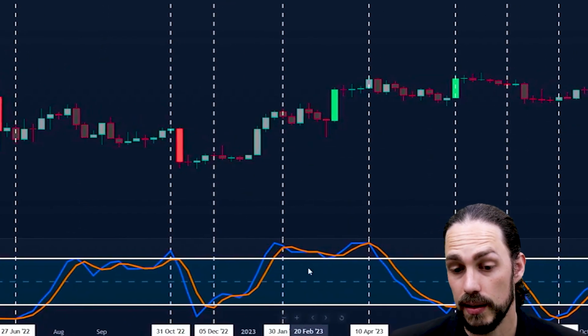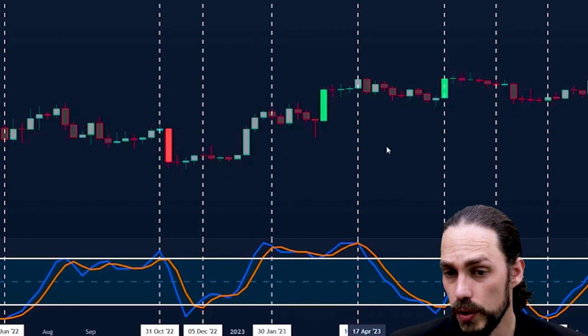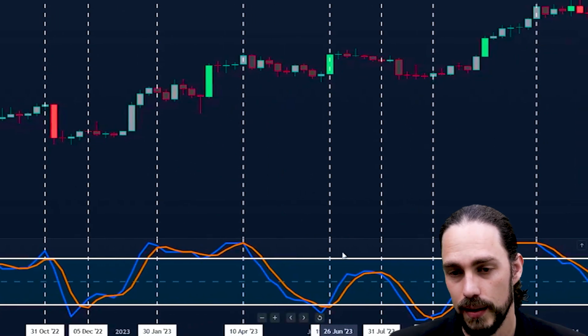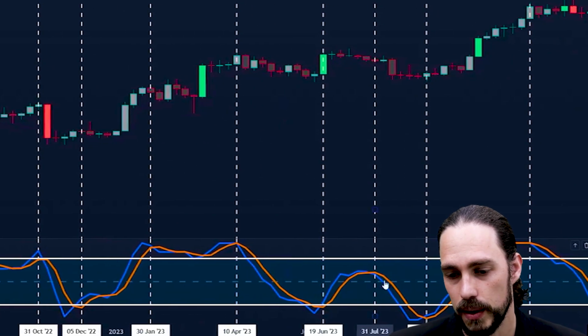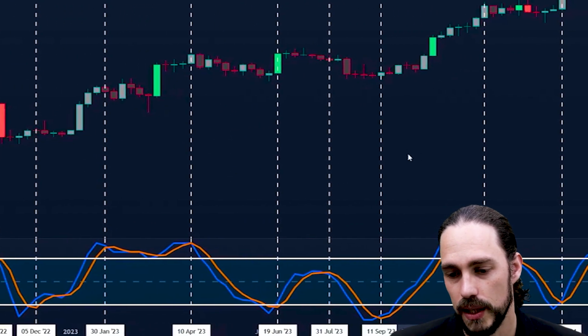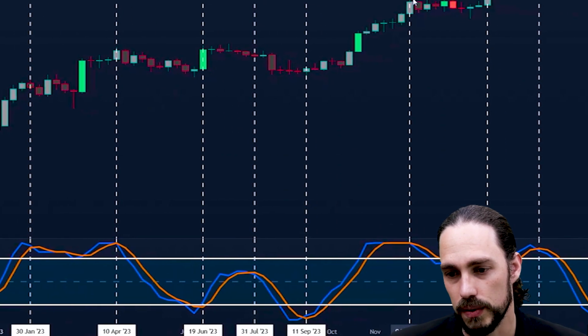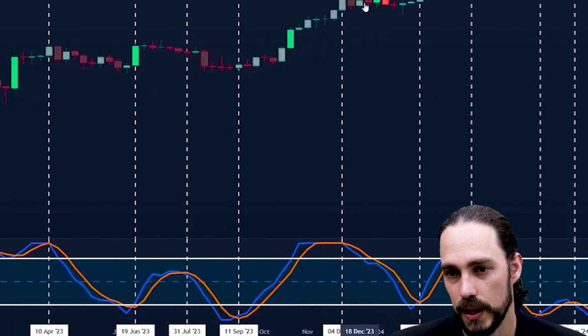So we can see then that it definitely works. It shows you these momentum shifts in the market. To the upside, price moves up. To the downside, price moves down. Upside, price moves up. Downside, price moves down.